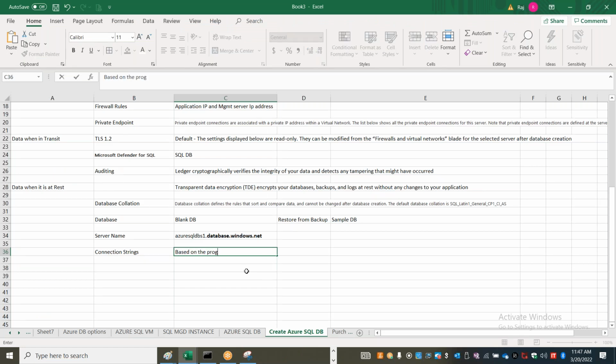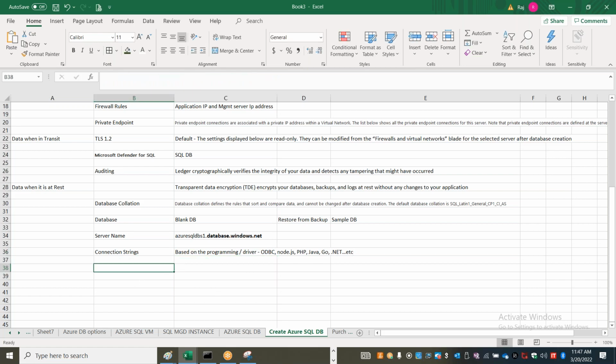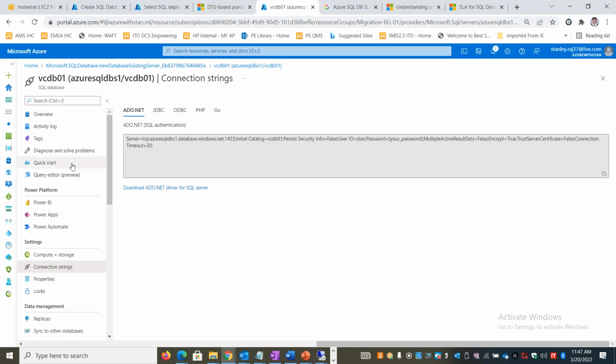Based on the programming language or the driver, you can go and copy the connection string. It supports ODBC, Node.js, PHP, Java, Go, and so on. .NET, we should not miss out .NET, right? Windows. So you have different connection strings for different applications.